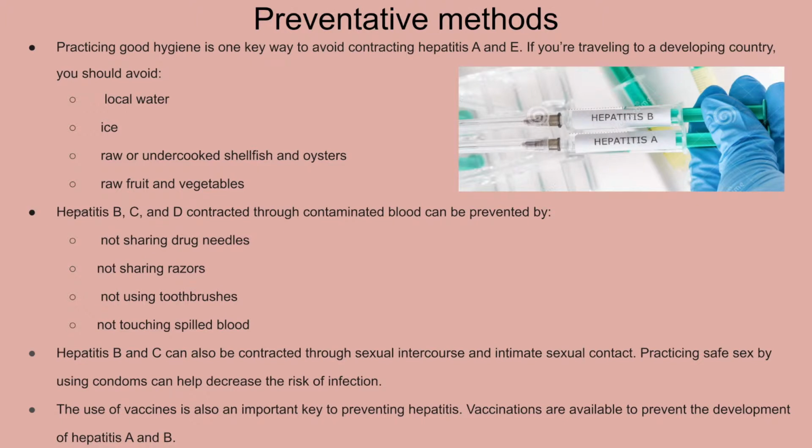Hepatitis B and C can also be contracted through sexual intercourse and intimate sexual contact. Practicing safe sex by using condoms can help decrease the risk of infection. The use of vaccines is also an important key to preventing hepatitis. Vaccines are available for hepatitis A and B.